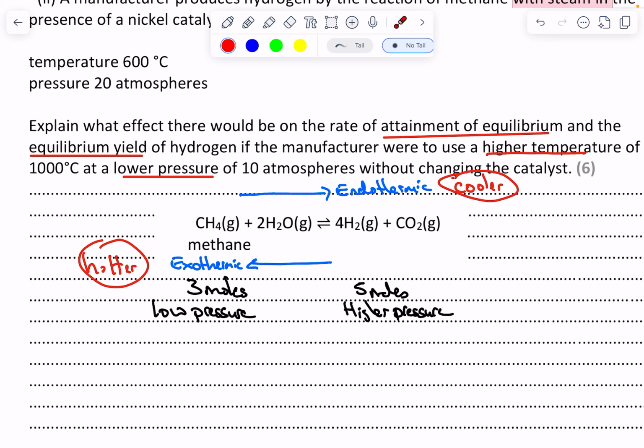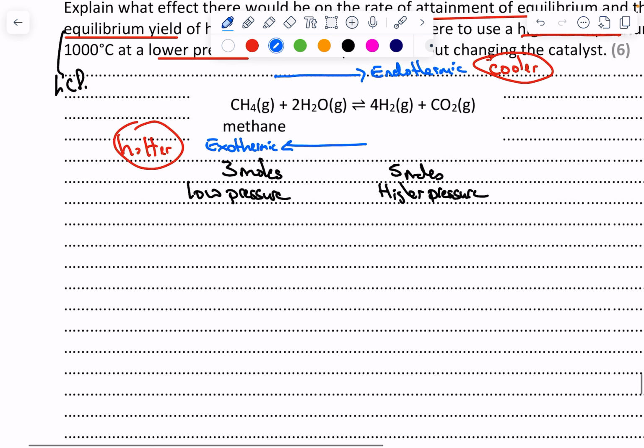It wants us to explain what effect there would be on attainment. Remember, when we talk about attainment, we're talking about the ideas to do with particle theory and rates of reaction, so we've got to be thinking in those terms. And the equilibrium yield, where we are using Le Chatelier's principle. We're trying to do it in 2 conditions: one is a high temperature, and one is a lower pressure. So let's do temperature first. We are going to try and increase the temperature.